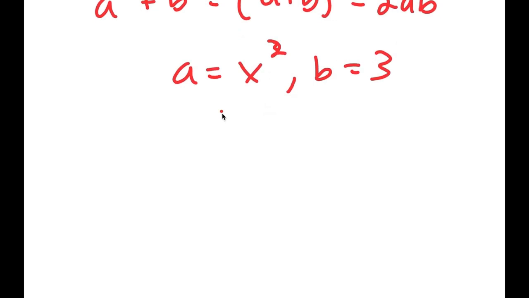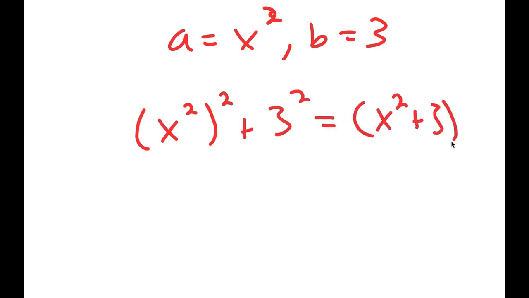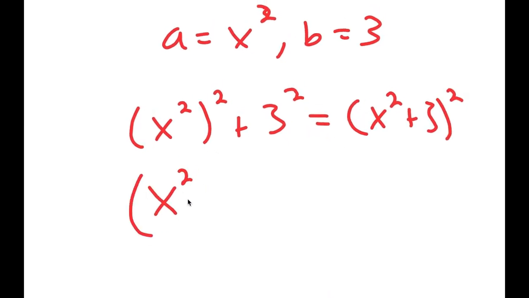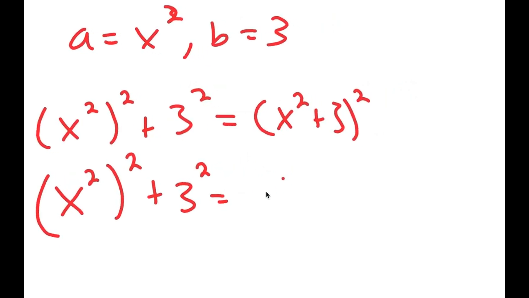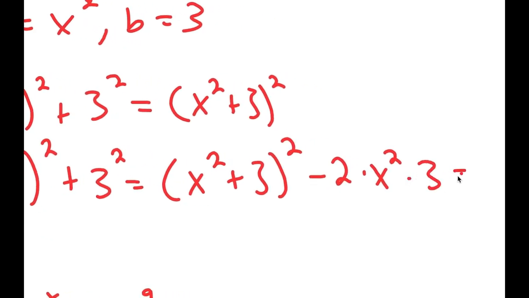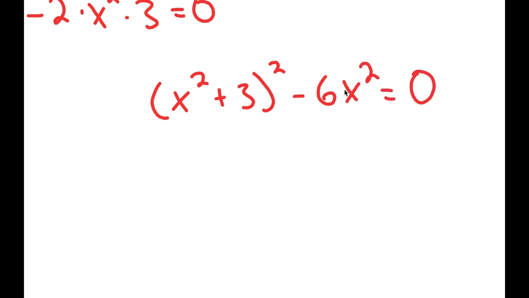Going back over here, I get (x squared) to the power of 2 plus 3 squared is equal to (x squared plus 3) squared. And this turns into (x squared) to the power of 2 plus 3 squared is equal to (x squared plus 3) squared minus 2 times x squared times 3 is equal to 0. So now from here, I get (x squared plus 3) squared minus 6x squared is equal to 0.